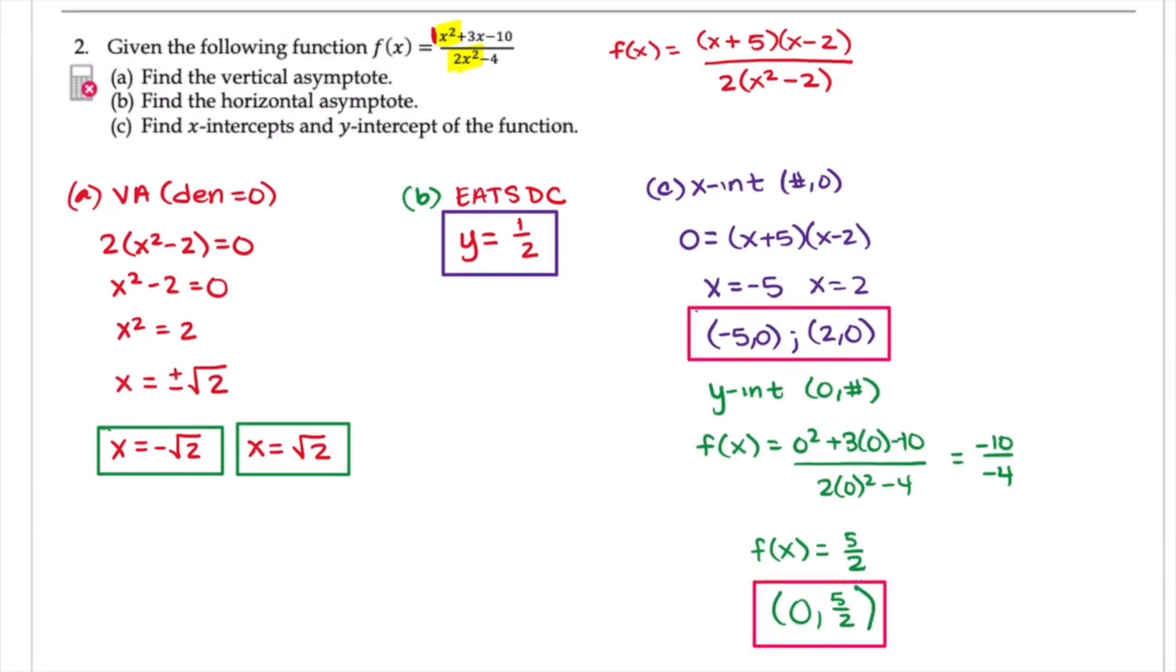All right, so for our x-intercepts, we have (-5, 0) and (2, 0). For the y-intercept, we have the point (0, 5/2). Again, if we were asked to draw, these would be all the key features that we would need to input into our drawing.